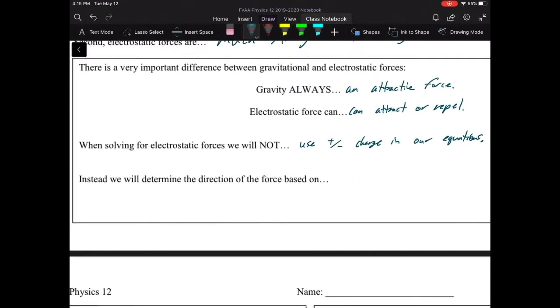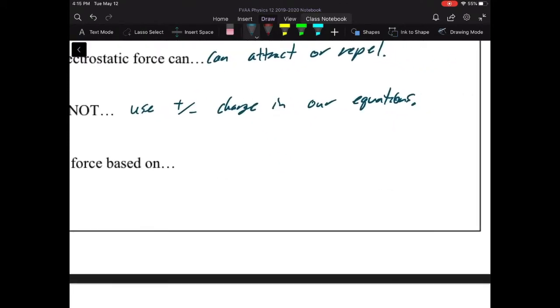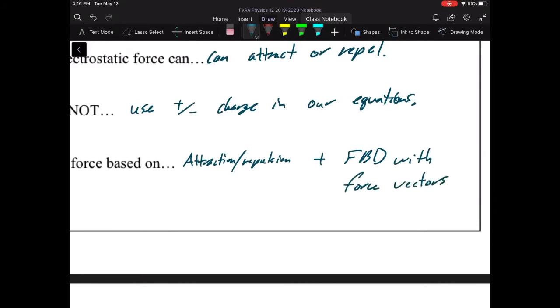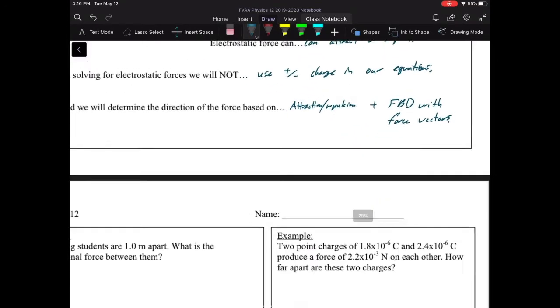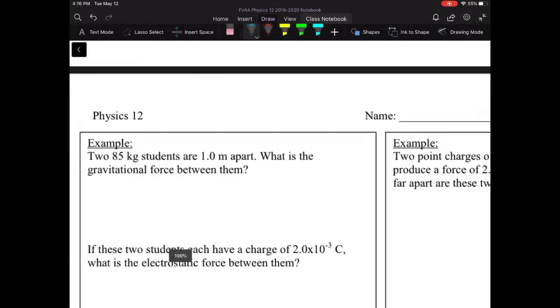Instead, we're going to determine the direction of the force based on attraction and repulsion, what we just talked about, and also our free body diagram with our vectors. These things will help us keep track of the positives and negatives and the net directions of the forces we're dealing with. Okay, so let's take a look. Let's do some examples here.